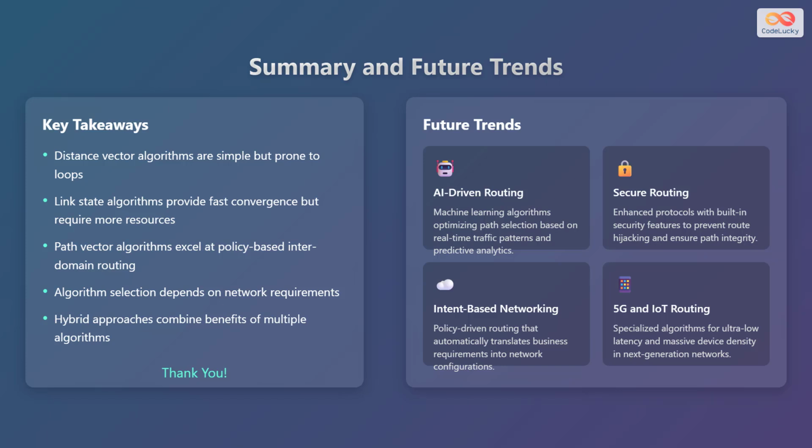Here are some future trends. AI-driven routing uses machine learning to optimize path selection. Secure routing enhances protocols to prevent route hijacking. Intent-based networking translates business requirements into network configurations. 5G and IoT routing creates specialized algorithms for next-generation networks.